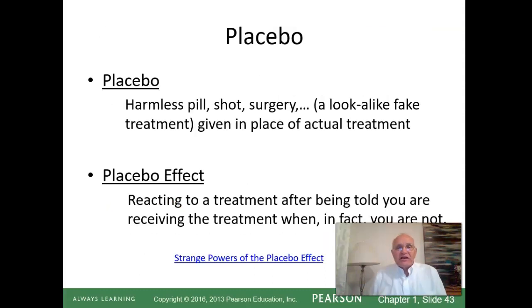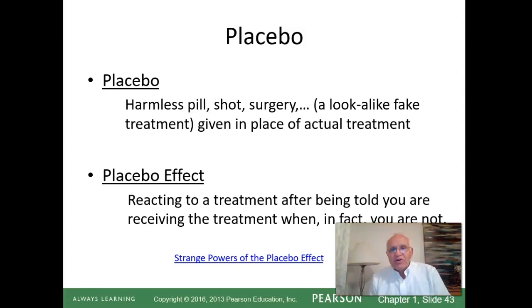Another thing that is very often done, particularly in medical studies, is placebos. A placebo is a harmless pill. It might look like everyone's getting the same treatment. They're all getting a pill, but half of the pills actually have the drug of interest in them, and the others don't have anything, or they might have sugar or something that's not going to have an impact on the disease that they're trying to treat.